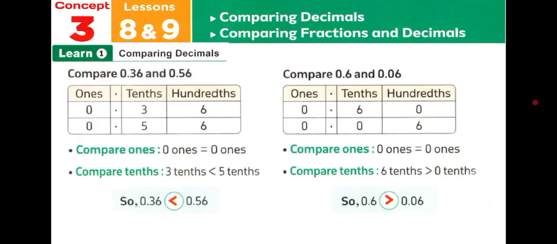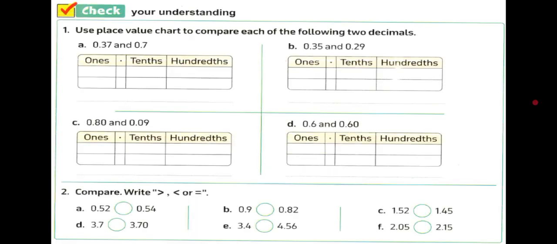Compare 0.6 and 0.06. Line up the decimal points, then start comparing from the greatest place value. We have 0 and 0 before the decimal point, then 6 and 0. 6 tenths is greater than 0 tenths, so 0.6 is greater than 0.06.